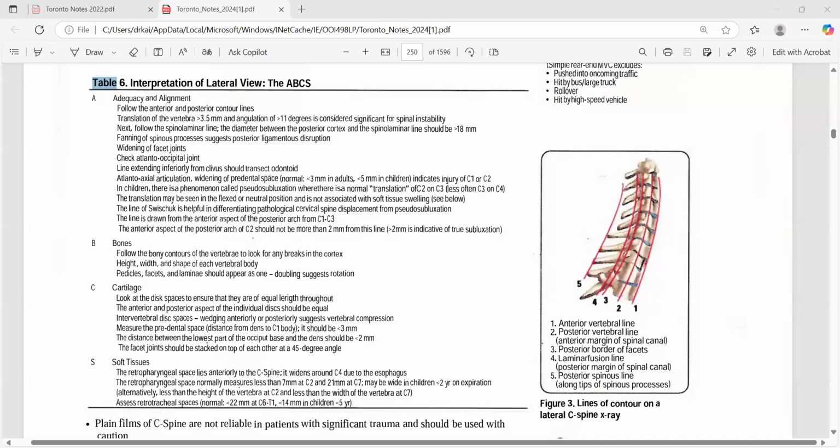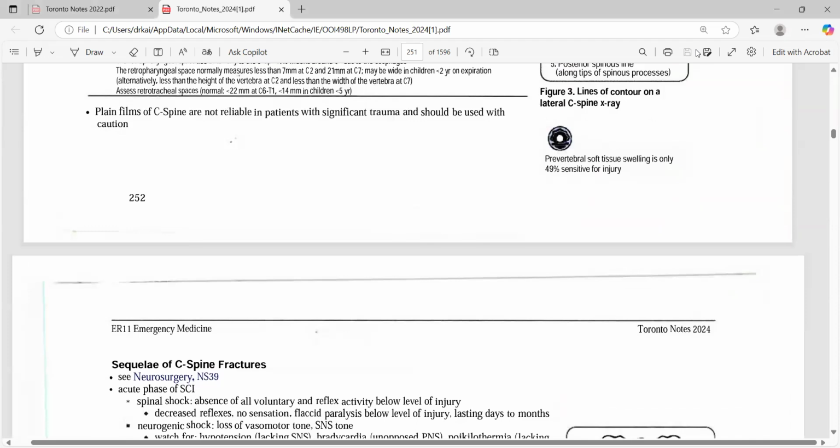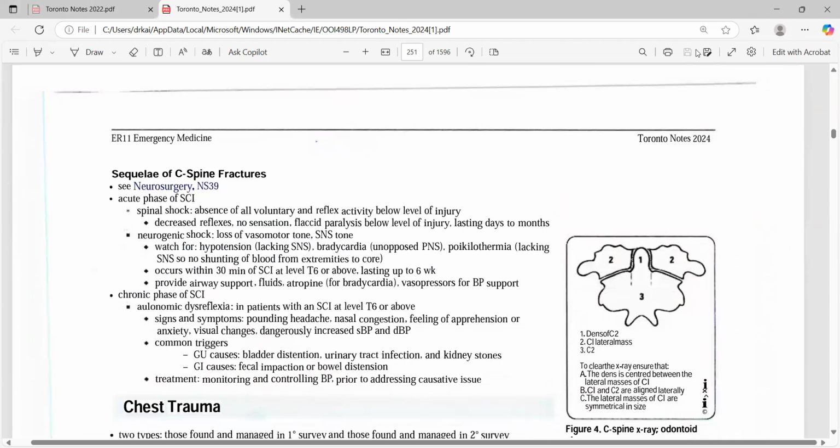This is just the interpretation of the lateral view. What are you going to check for? Adequacy, the alignment, the bones, the cartilage, and the soft tissues, okay? Plain films of the C spine are not reliable in the patient with a significant trauma, and should be used with caution. So it's very important.